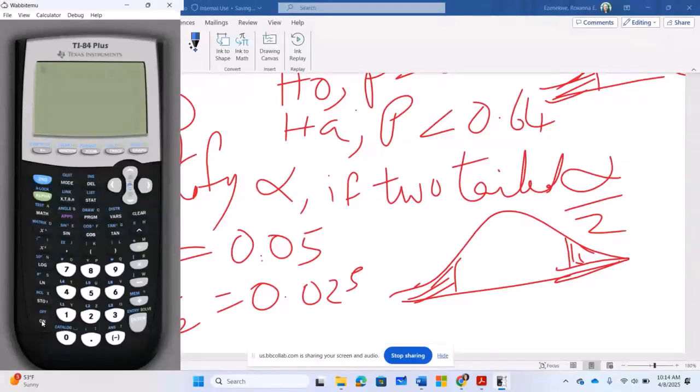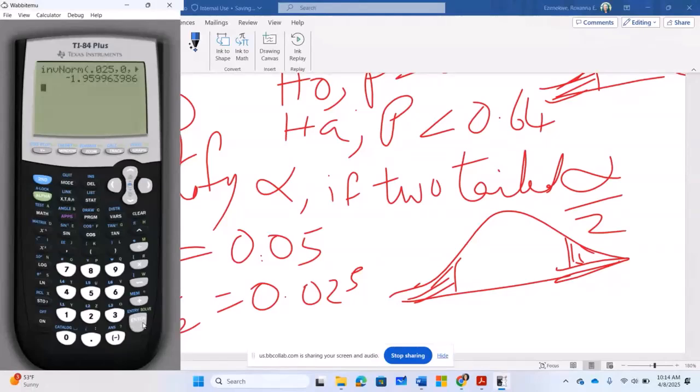Okay, so now you are looking for inverse norm. Remember where to get inverse norm: second distribution, you go to inverse norm, which is number 3. If it's a small sample, you go to inverse T. The area to the left is 0.025 or 2.5%. And the mean is 0, standard deviation is 1, so you have to calculate that area.